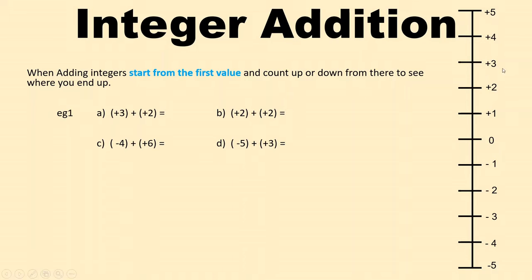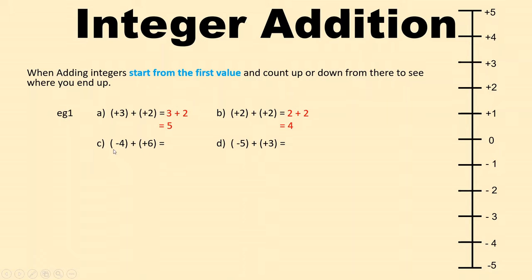For example, I'm starting at positive 3, and from there I'm going up 2. So from positive 3, I go up 2. That's positive 3 plus 2, or 3 plus 2, which is 5. For question B, I'm starting at positive 2, and from there I'm going up 2. So that's just 2 plus 2, and that takes me up to positive 4.